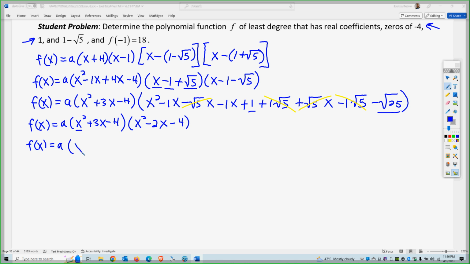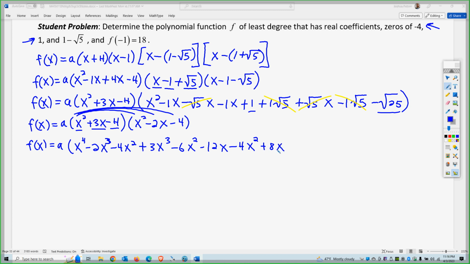Okay, so if I start with this, I get x to the 4th minus 2x to the 3rd, and then minus 4x squared, right? Because essentially I'm just going like this when I multiply. So I'm going to do the 3x, I get 3x to the 3rd minus 6x squared minus 12x. Okay, and then the last one, minus 4. So minus 4x squared plus 8x. And then plus 16. Okay, so we simplify that.